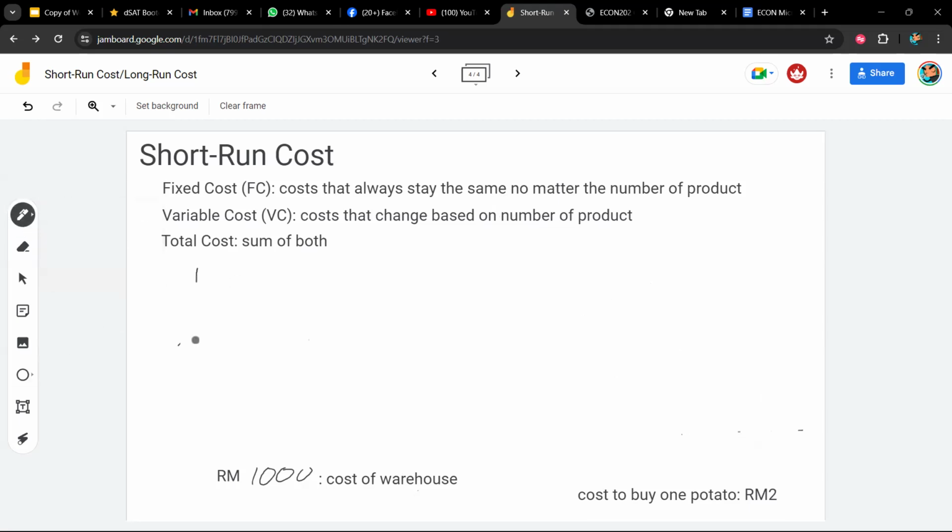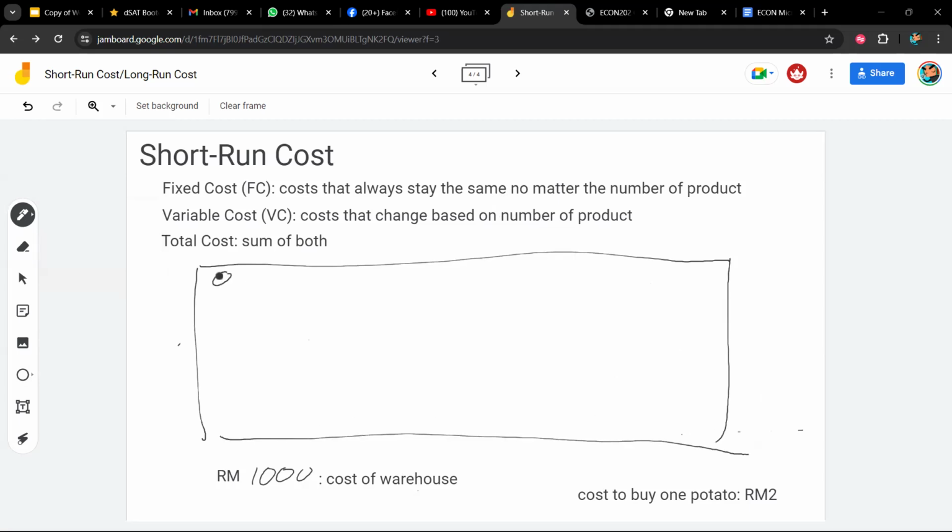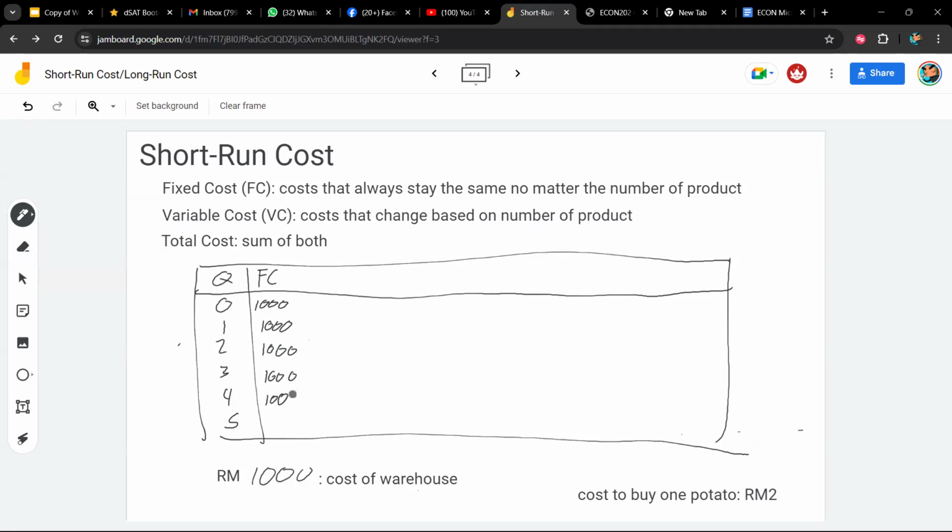So going back to that table that I just deleted as well. Your quantity is, let's say, 0, 1, 2, 3, 4, 5. FC is, let's say, 1,000 because I bought the warehouse for 1,000. And it always stays the same. And then your variable cost is the cost of potatoes.